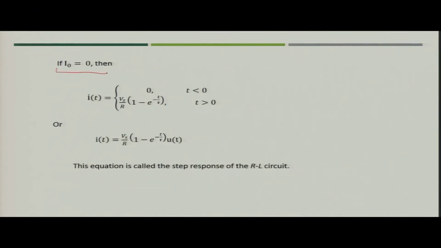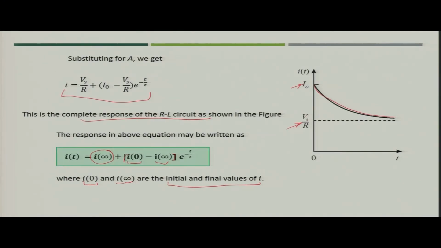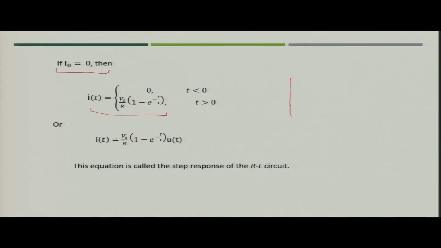So, if you say that initially there is no current flowing through the inductor, that means I naught is equal to 0, your current I at any time t can be represented as I is 0 when time t is less than 0. For time t greater than 0, it will be Vs by R into e to the power minus t by tau. So, if you see here, since I naught is greater than Vs by R, it is exponentially decaying, but here it will be like this when it settles down to Vs by R, because this is an exponentially increasing value.